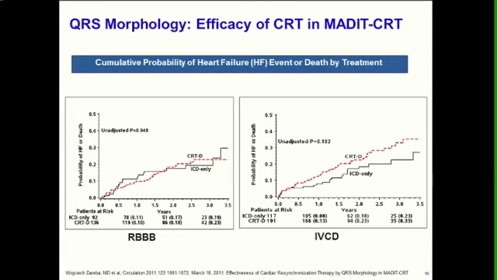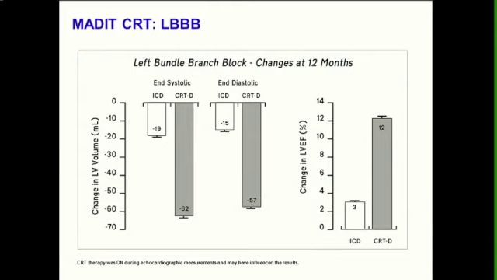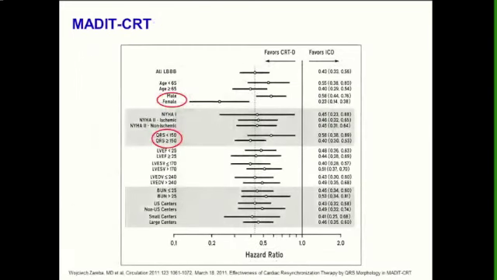So the effects of CRT are concentrated in left bundle branch block, and they can be observed within 12 months. And here the remodeling data, or the reverse remodeling effects, reduction in LV volumes on the left, improvement in ejection fraction of approximately 12%, concentrated in the left bundle patients. And this is also from MADIT-CRT. There's a male-female difference here, which I'll address a little later. But going back to the QRS, less than 150 had a less positive effect from CRT. Most of the positive effects were concentrated with longer QRSs.